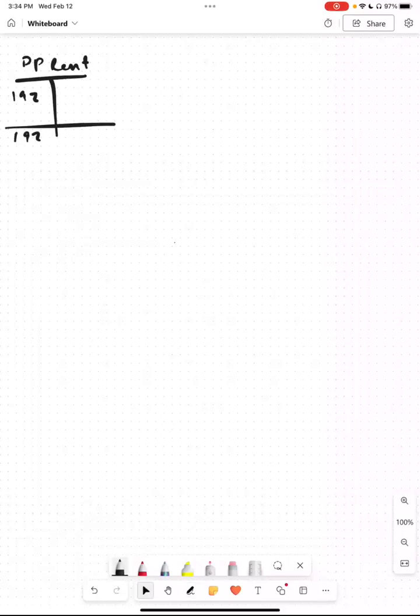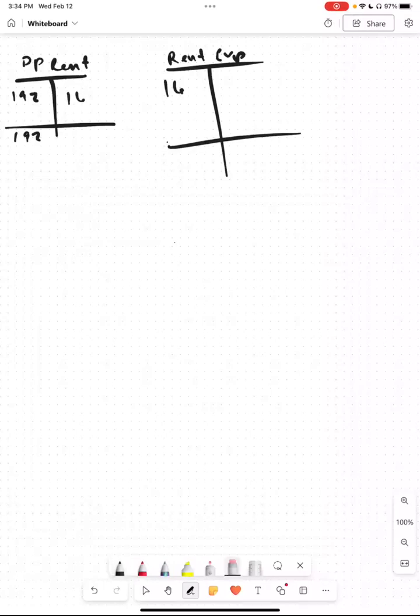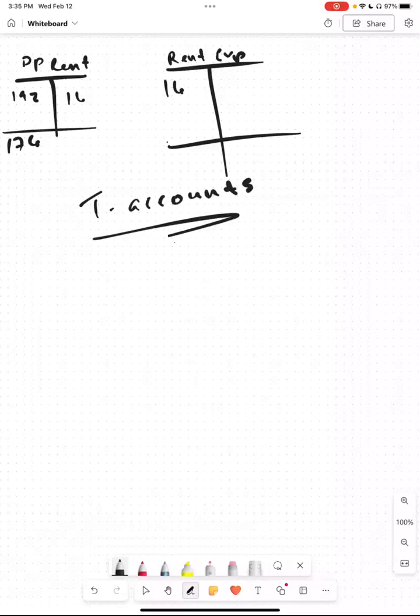Well, now what we're doing is we're going to say rent expense every month. And we've got 16 coming out, which means we need to have 16 coming out of here, which means that after that happens, now we've got 176,000. Okay, this is really what's happened. Remember, these are called your T accounts. They are very useful for you. But that's essentially what's happening every single month.